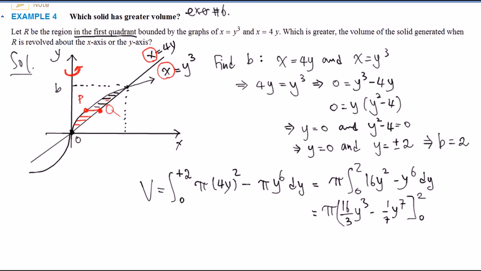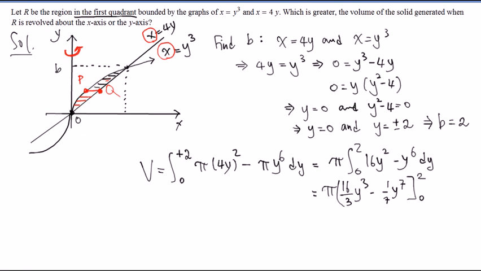Alright, was that okay? It was good. It's already solved for x, that's why I circled that. The equations are already given: x equals y cubed and x equals 4y. Okay?